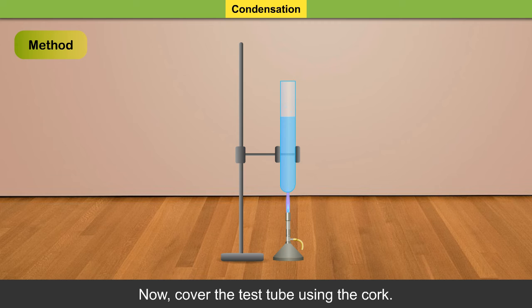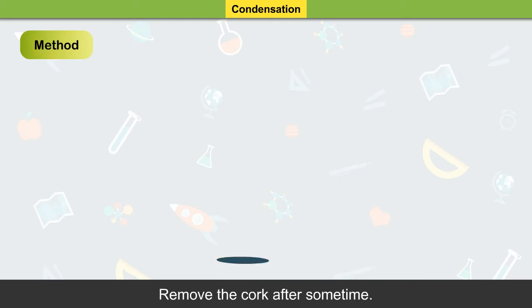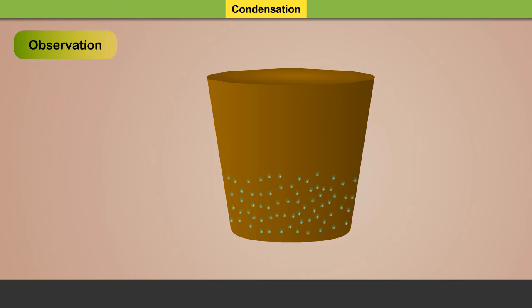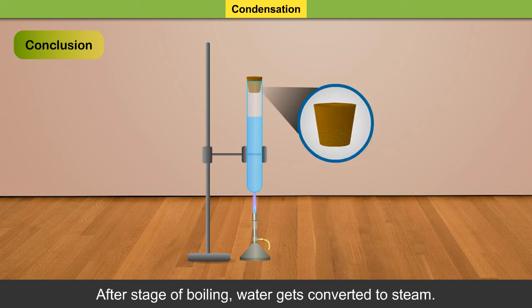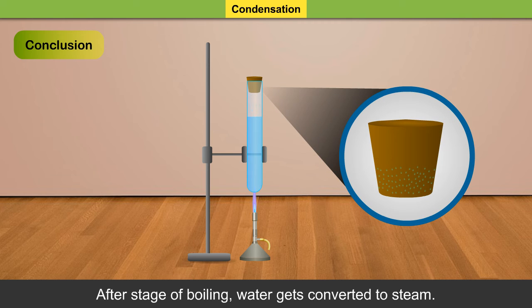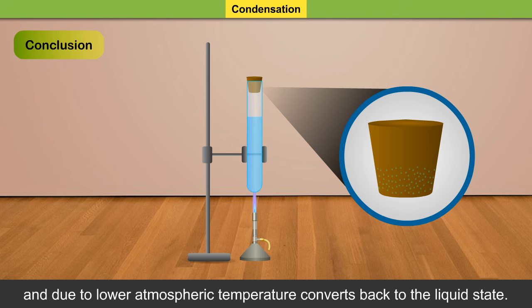Now cover the test tube using the cork. Remove the cork after some time. Observation: water droplets get collected on the bottom of the cork. Conclusion: after stage of boiling, water gets converted to steam. This steam gets collected at the bottom of the cork and due to lower atmospheric temperature converts back to the liquid state.